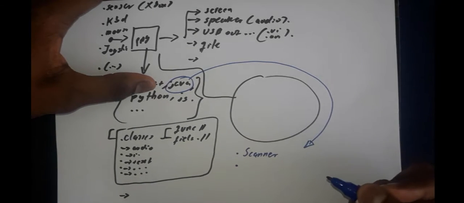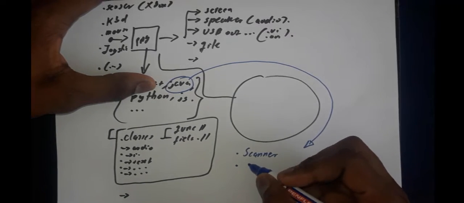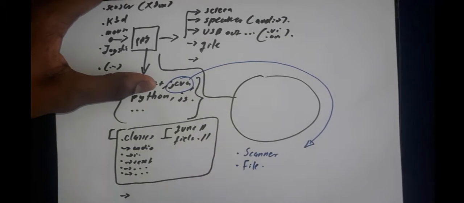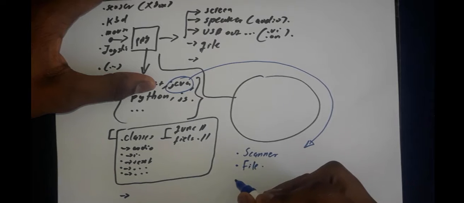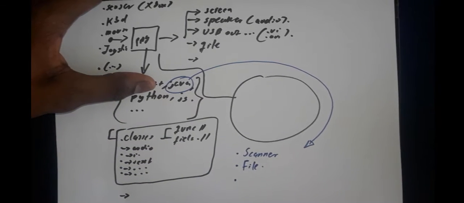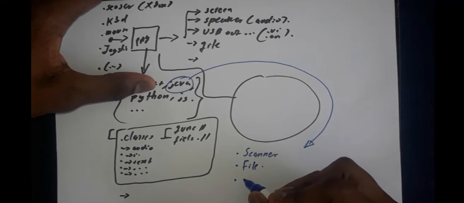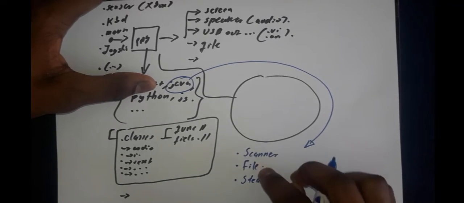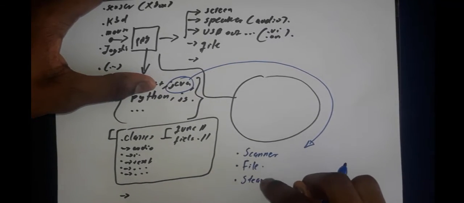And then we'll need file as well. We'll need streams. It's actually a class. These are all classes. You'll need streams.